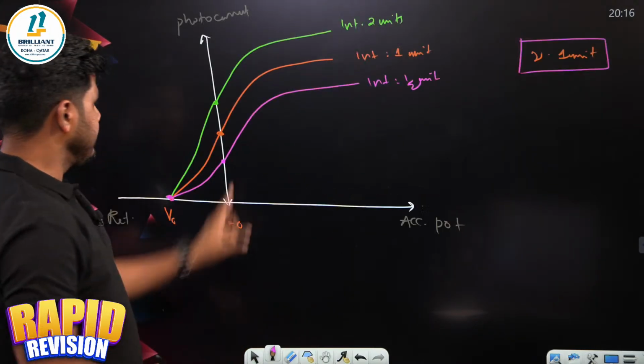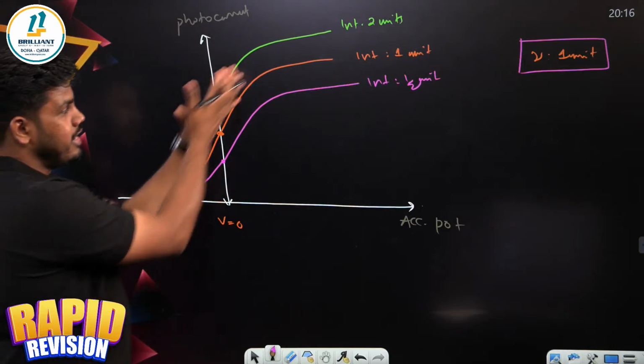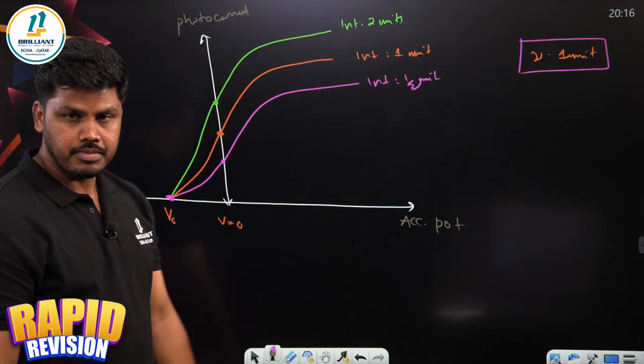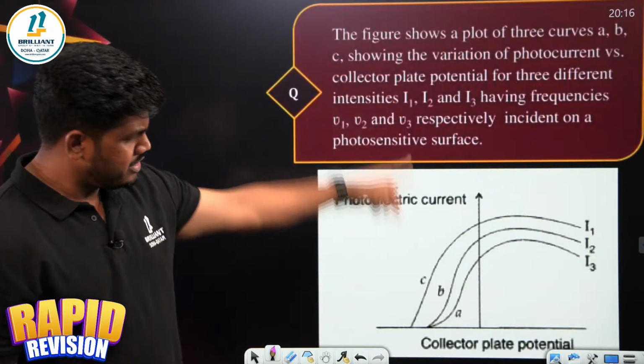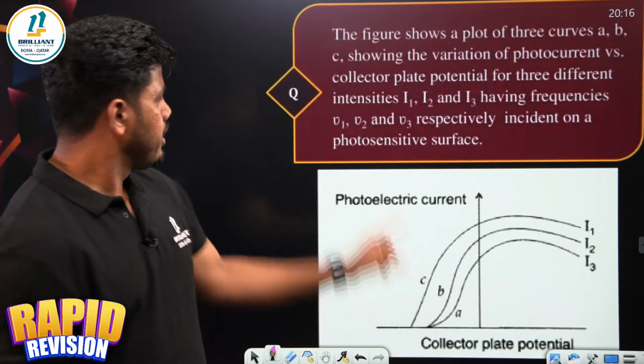Whereas in this case, one single frequency, different intensities. Okay, fine. These are the graphs, graphical questions, and directly we get a question from that part here. Let's go through the question.